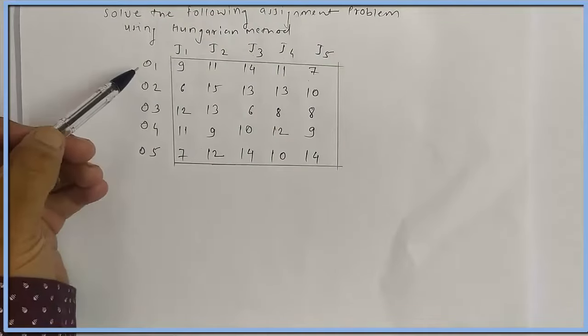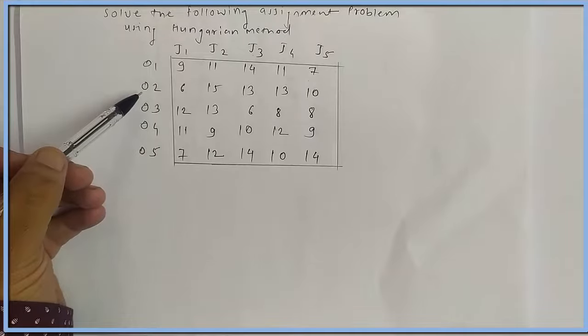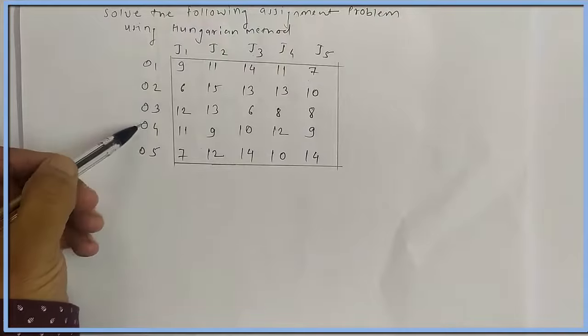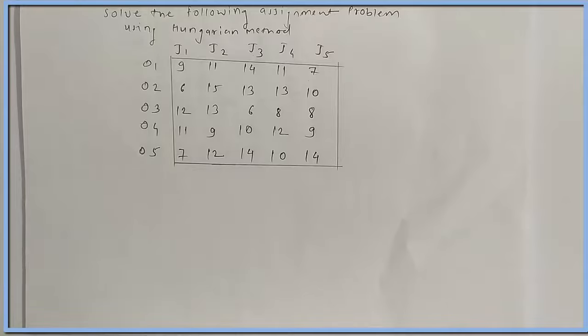Which job is to be assigned to O1? Which job is to be assigned to O2? Similarly O3, O4 and O5. Therefore, here we are going to use the assignment problem. The objective of the assignment problem is to assign the job to the right operator in such a way that the total processing time can be minimized.